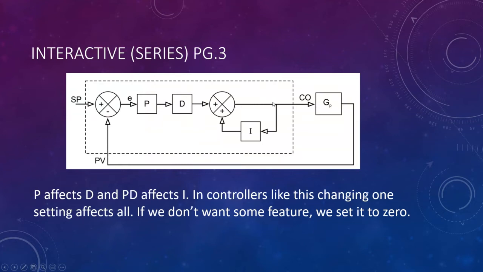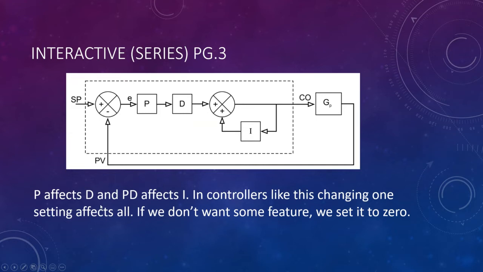It'll come out of that summing block into the integral portion, where we'll apply some integral math to it. And then it'll be added back into the summing block, where it'll be compared to the PD component we have here. And then the controller output signal will be generated. So like the diagram shows here, P affects D, and PD comes out of here and affects I. So that's what's going on in this little block diagram.